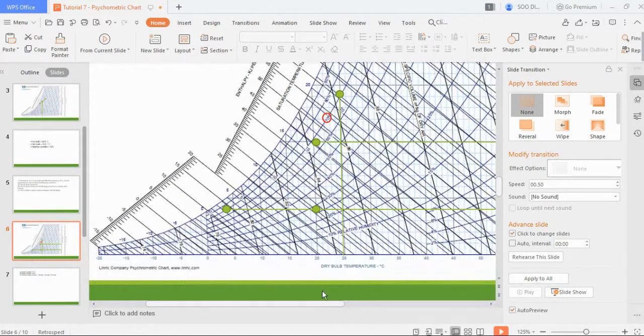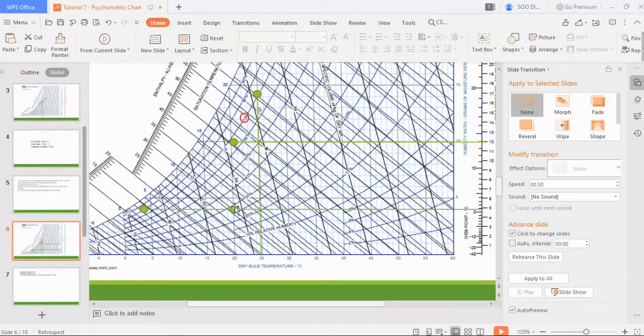With this point A and point B, you'll find out that your RH, by referring to this line, is just above 25% and in between the 25% and 30%. So it's about 27% relative humidity.